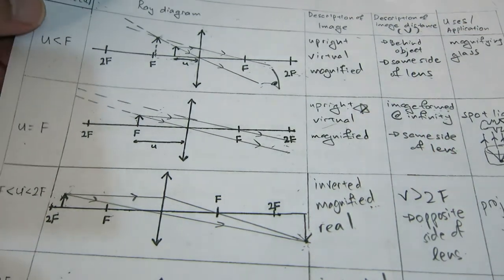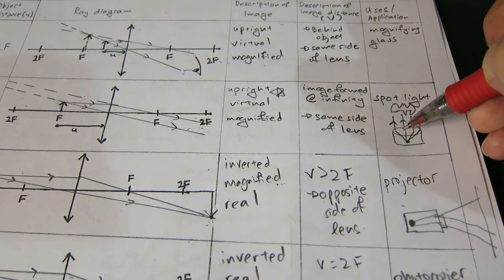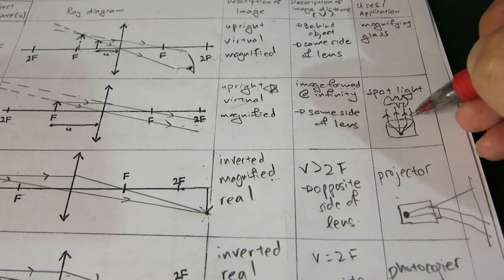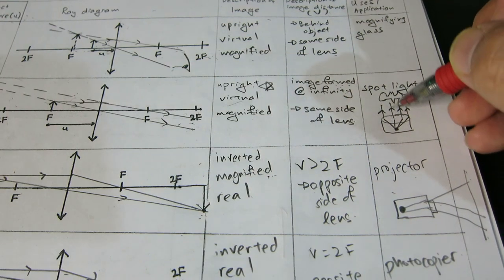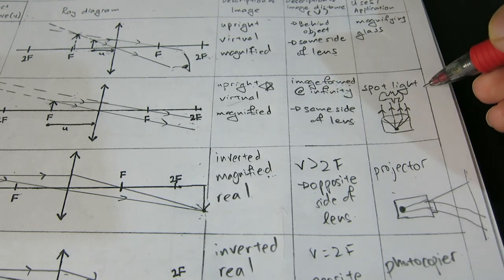Some examples of this are the spotlight in your theater. The spotlight originates from one light source. It goes through a big lens, and then after that it comes out all parallel. Right, I drew a Batman here because the Batman spotlight works the same way.